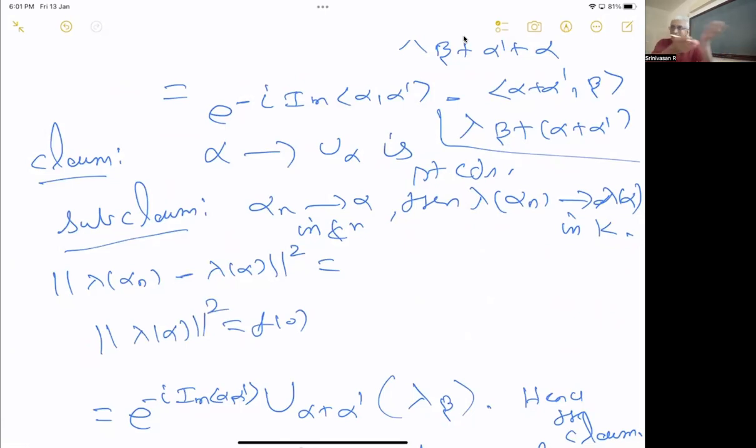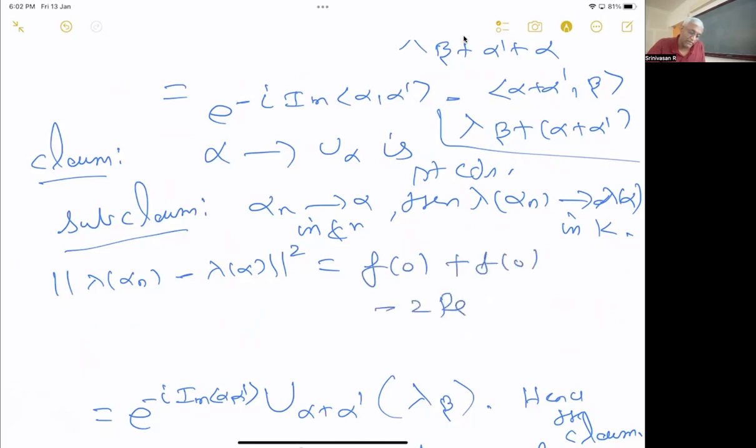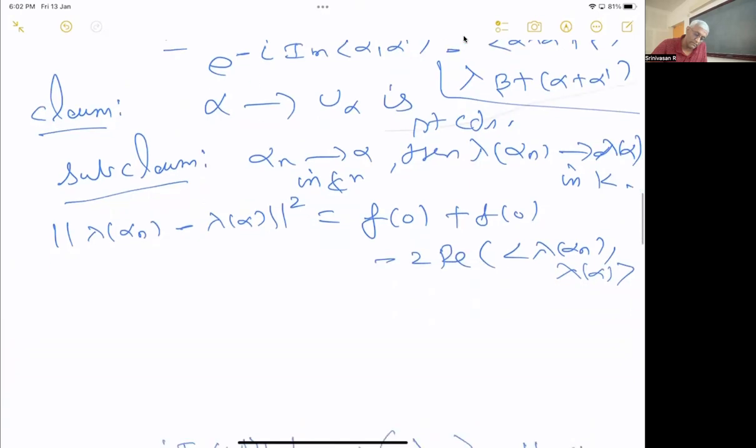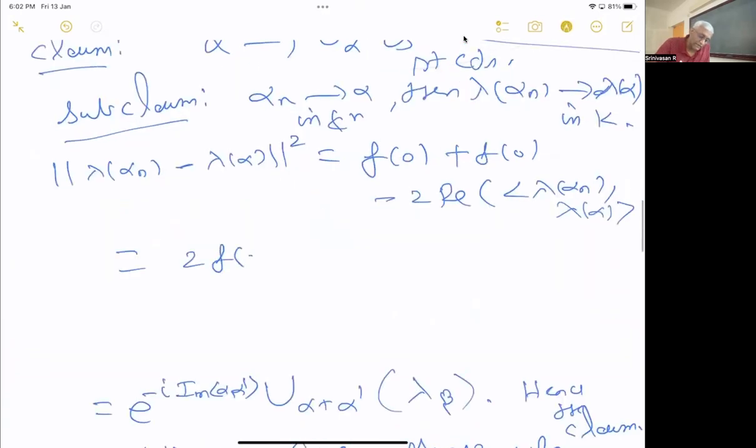By definition, the imaginary part of the inner product is 0. So it is just going to be f of 0. By the definition, this is going to be f of 0 plus another f of 0 minus 2 times the real part of the inner product of lambda alpha n and lambda alpha. Now this is just 2 f of 0 minus 2 times the real part of e power i imaginary part of alpha n alpha, times f of alpha n minus alpha.